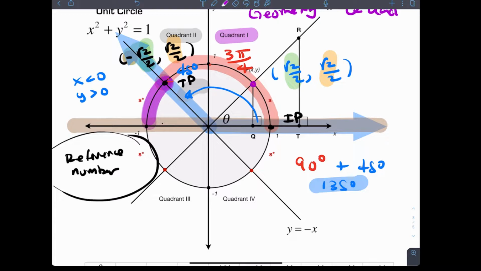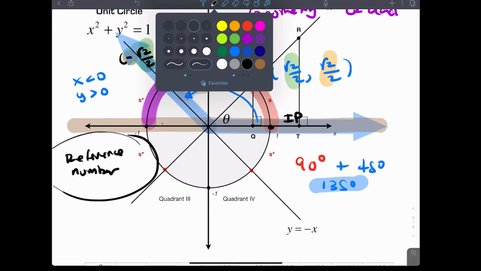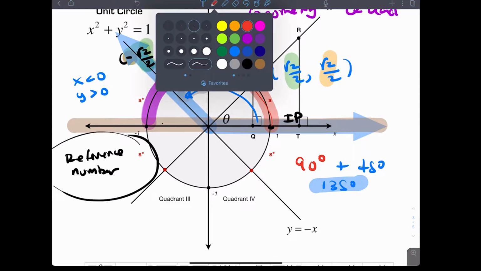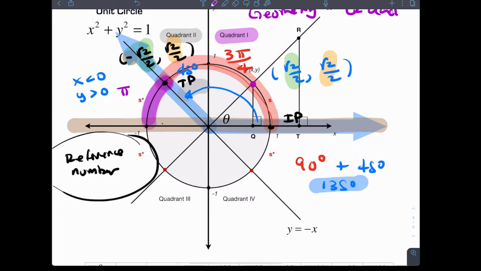I mean, you say, what's the other one? Well, I could go this way. Has to be along the unit circle. That's bigger. So this is my reference number. You know what you're going to find that reference number is going to be? What is that distance? It's going to be pi over 4. So here's the deal, right? So let me say this to you guys. If this is 3 pi over 4, this is pi over 4.